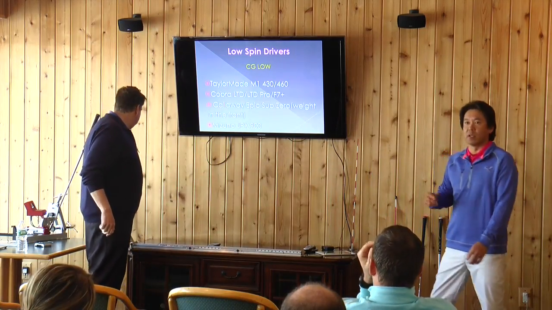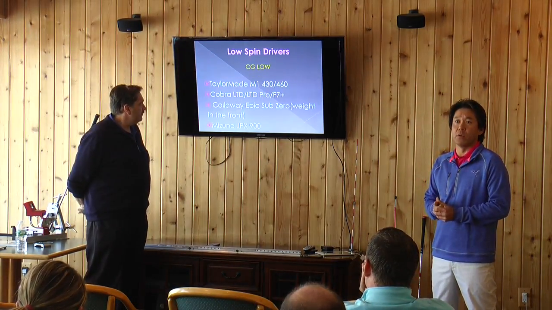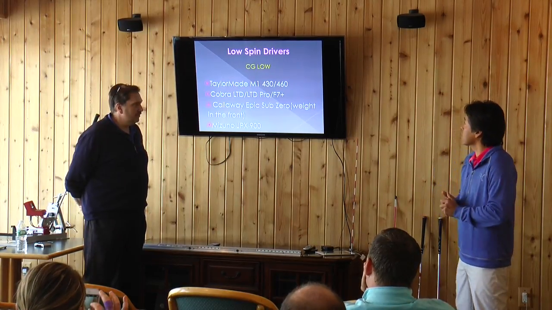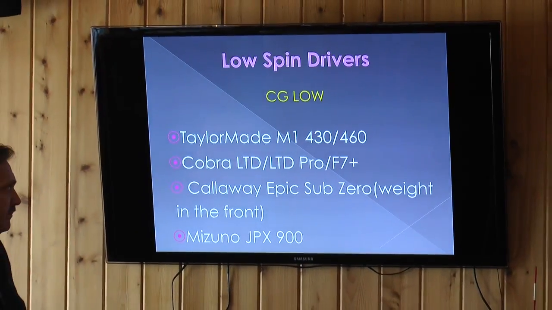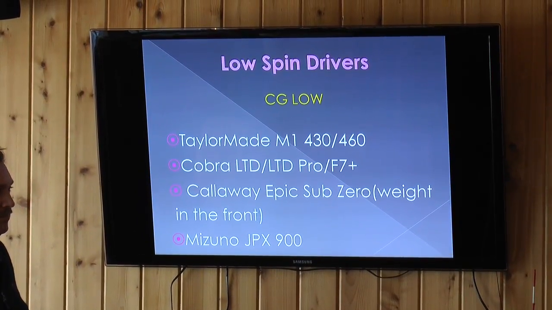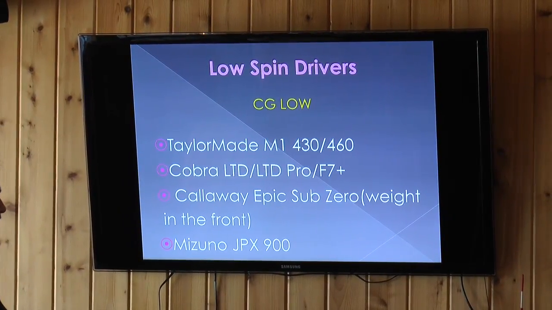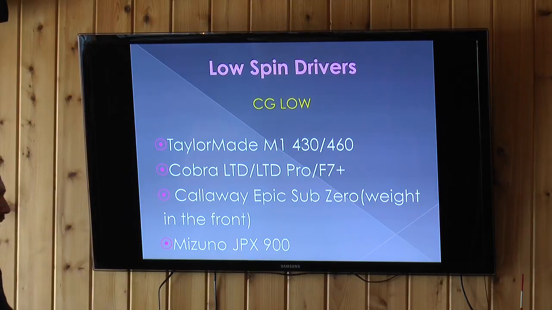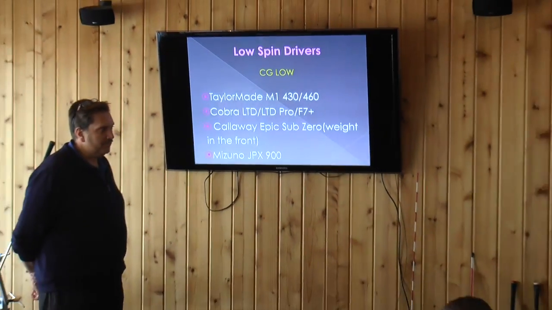Okay. Here's just a little list so far from 2017 products that we've seen through measuring things and testing clubs. So when we say low spin drivers, it's because the center of gravity is low. So projected low on the club, and it's also designed that way. Got a chart that actually has every manufacturer's center of gravity for height and depth. You see it like on MyGolfSpy. TaylorMade M1s, Cobra LTD, LTD Pro, and F7 Plus. Callaway Epic Sub Zero with the weight in the front, and Mizuno JPX 900. Those are some pretty low spin drivers if you need them.